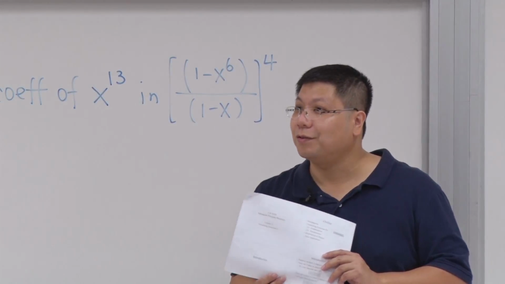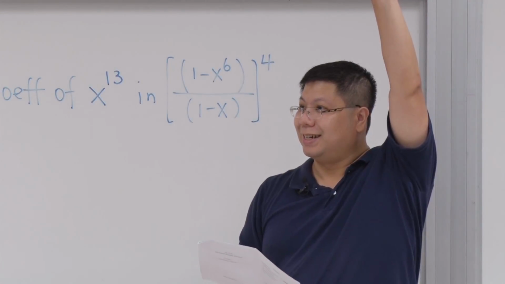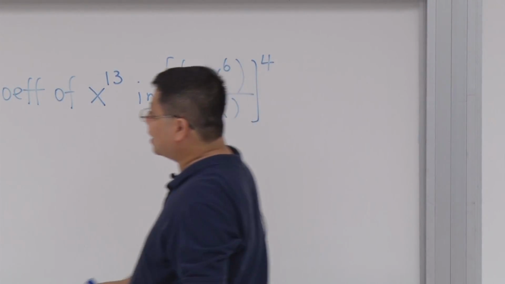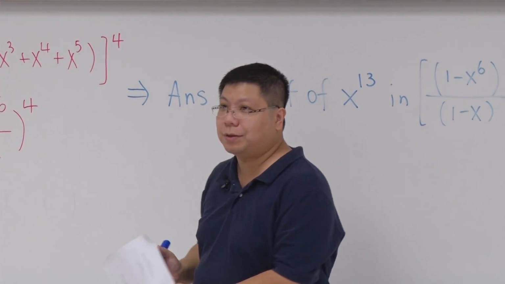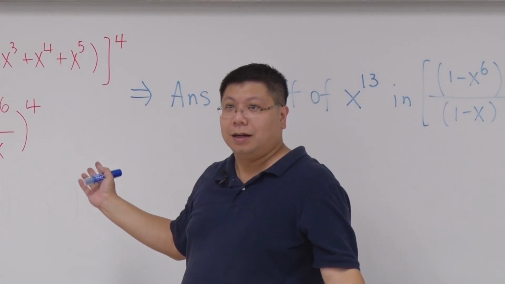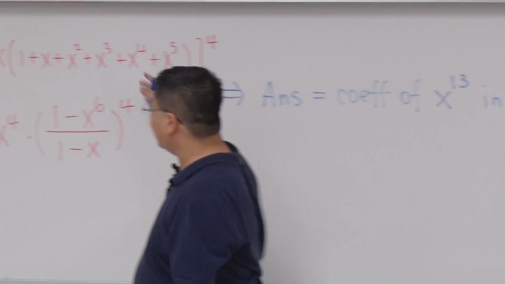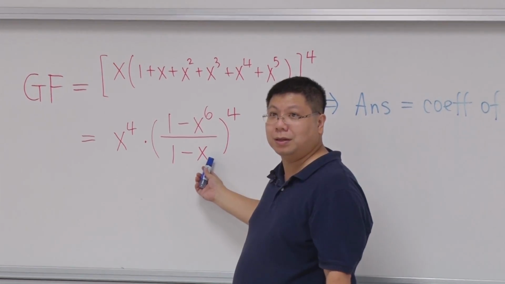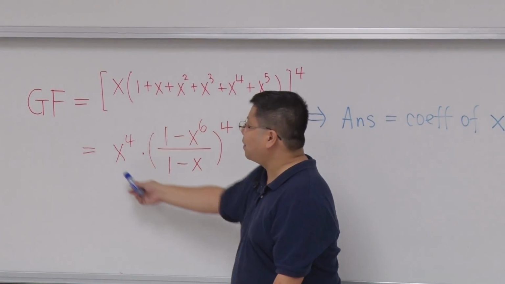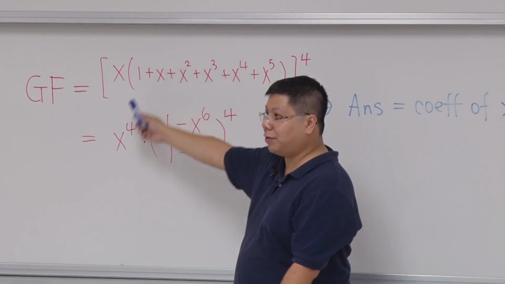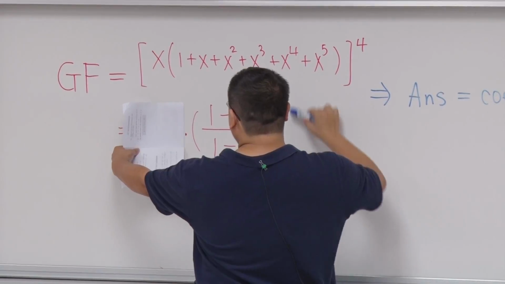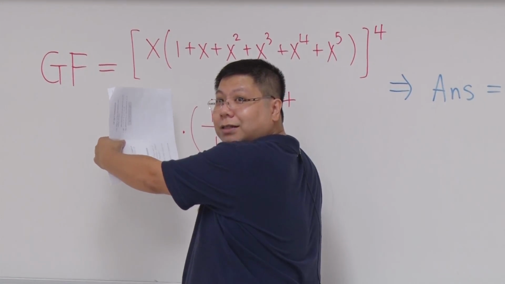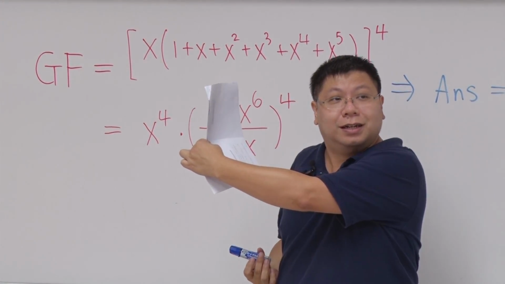If you're okay with this so far, could you please raise your hand? And some get lost, right? So let's see. Originally, we want to find the coefficient of x to the power 17 in the whole thing. But we notice that this thing is equal to x to the power 4 times this one. So getting the x to the power 17 coefficient in this whole thing is like getting x to the power 13 in this part only. Is that okay? So this is what we want.